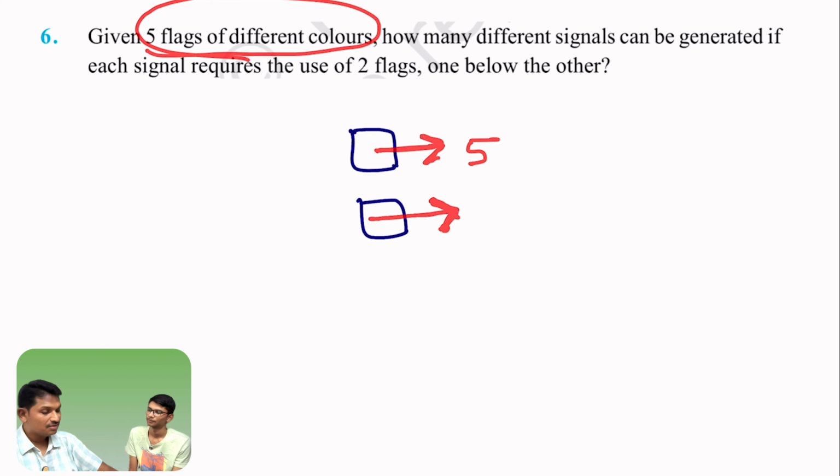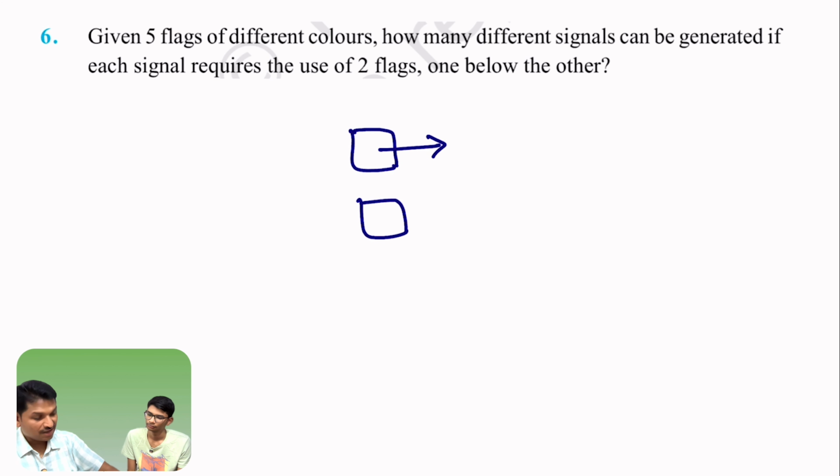See here, one flag we already used here, right? Now how many flags are available to you to keep in the second place? First flag, first box can be filled in 5 ways. Whatever the 5 different color flags are there, we can fill here. The second box can be filled in how many ways? 4 ways or 5 ways? 4 ways only.